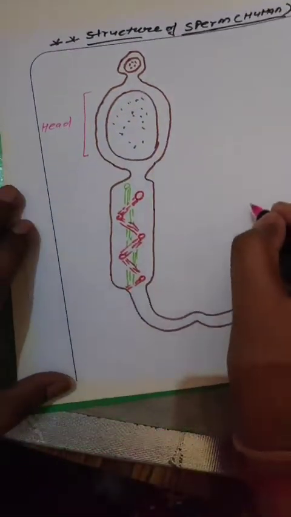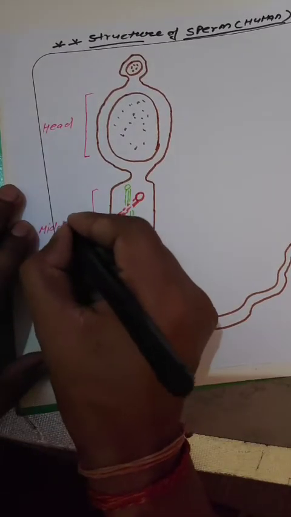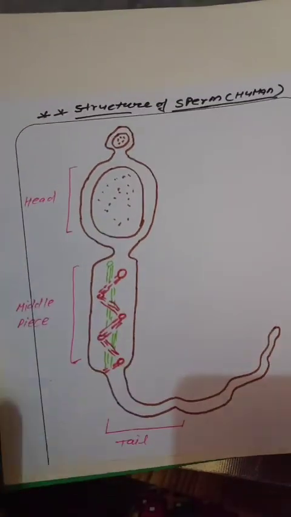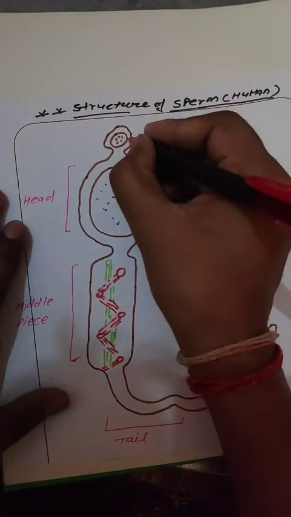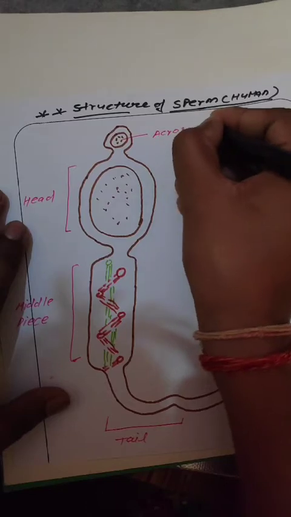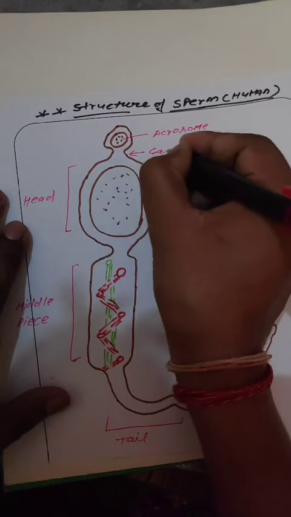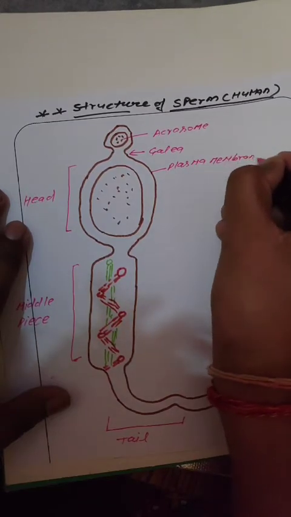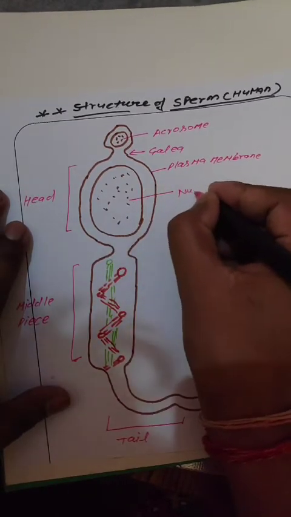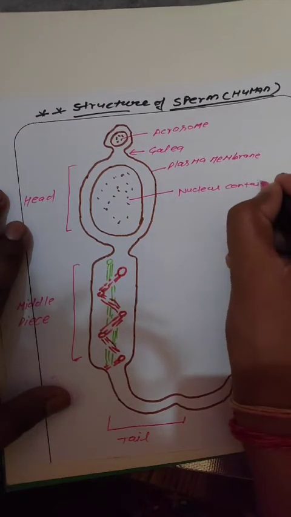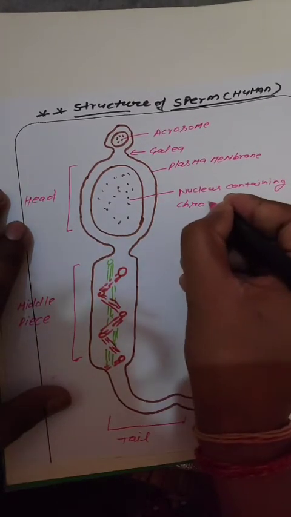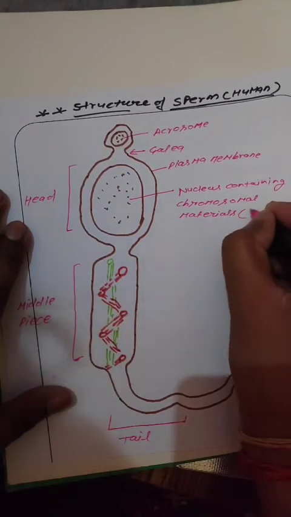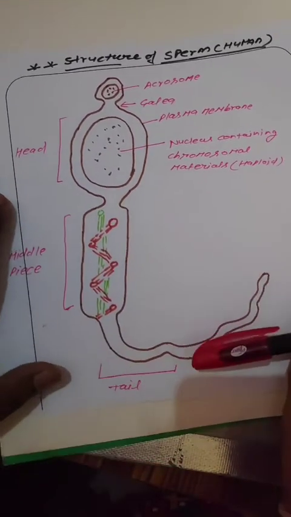Sperm can be categorized into the head, the middle piece and the tail. Now back to the other parts of the sperm. This one is the acrosome. This is the ridge between the acrosome and the head, that is known as the galea. The outer envelope is the plasma membrane and the inner head is filled by the nucleus containing chromosomal material. Keep in mind the chromosome number is haploid, that is 23 in number.